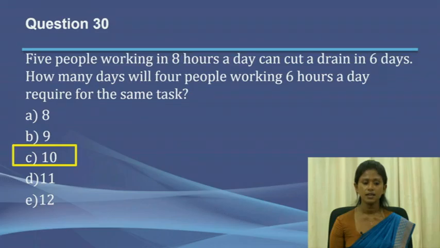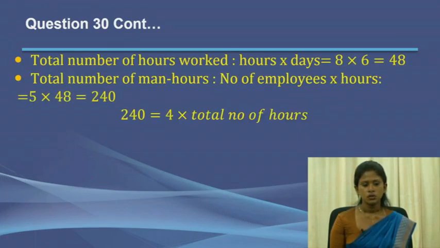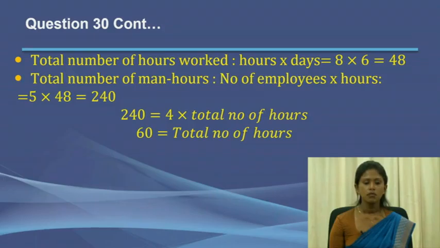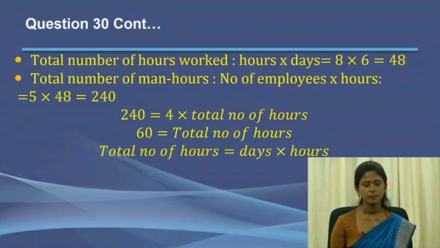Here what they are asking is, if 4 people are working 6 hours a day on the same task, how many days do they require? So now we have the total number of man hours and 4 people are working, so the total number of hours will be equal to 240 divided by 4, which is 60.